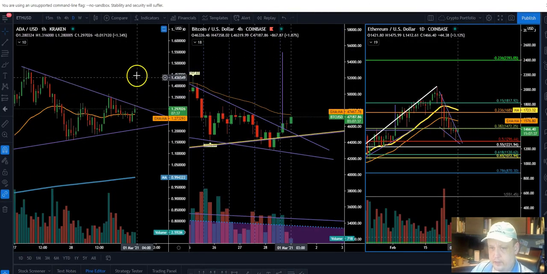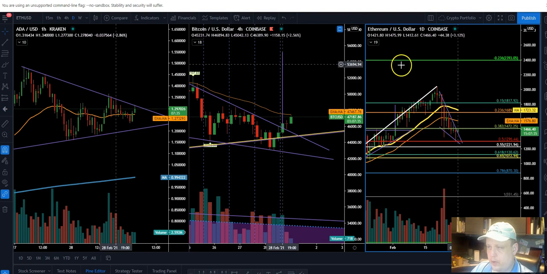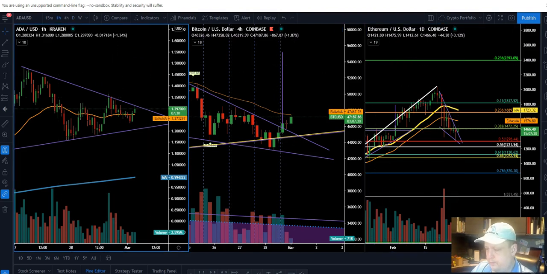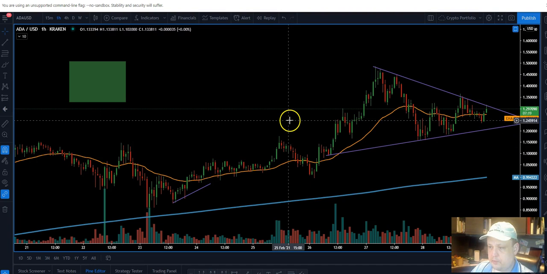You can see these are the three coins: Cardano, Bitcoin, and Ethereum. So let's start with Cardano. Let me move this out of the way. You guys don't need to see me during the charting. So let's broaden this up.